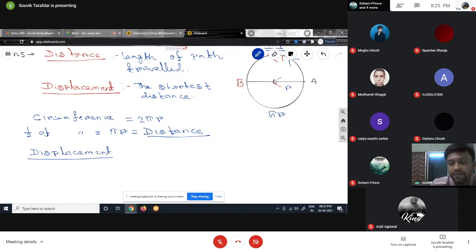Now see one thing, if this is the center, then from the center to point A, it is r. From the center to point B also it is r. Then what will be the total distance, students? Anyone can answer? 2r, right? So the displacement will be r plus r, which is equal to 2 into r. So this will be the displacement in this case.